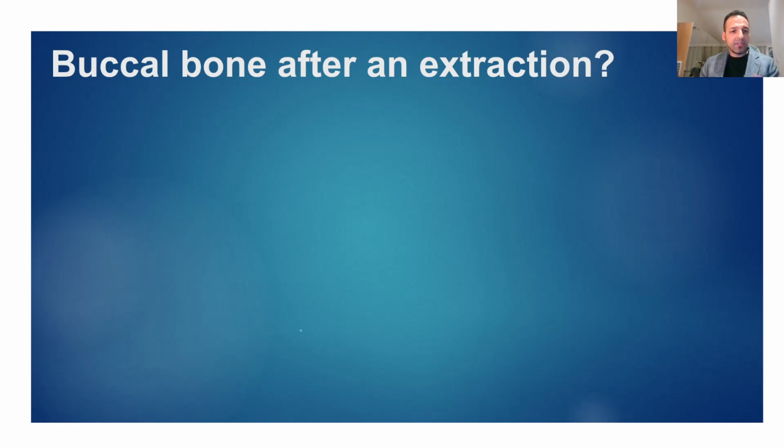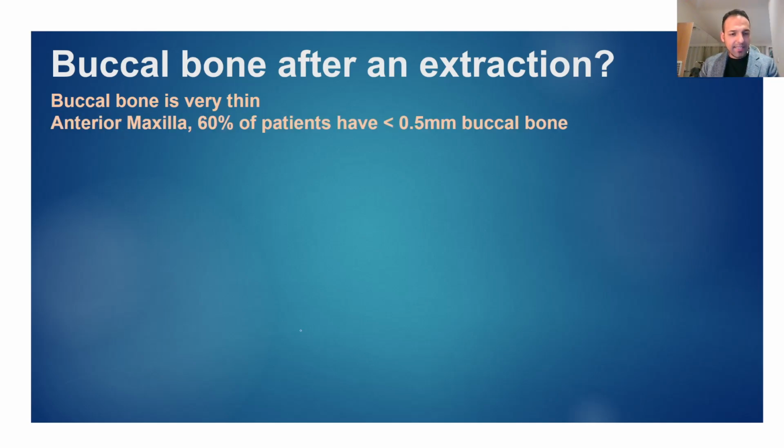So what happens to the buccal bone after an extraction? Well, buccal bone is very thin. In the anterior maxilla, we know that 60% of patients have less than 0.5 millimeters of buccal bone. Consider your teeth, your upper 3 to 3. So 60% of patients have less than 0.5 millimeter of bone on the buccal surface of those teeth.